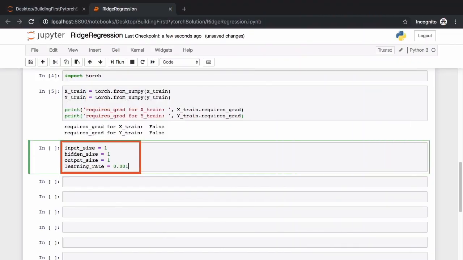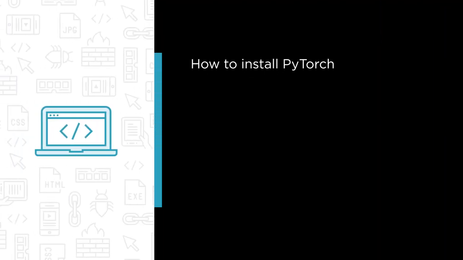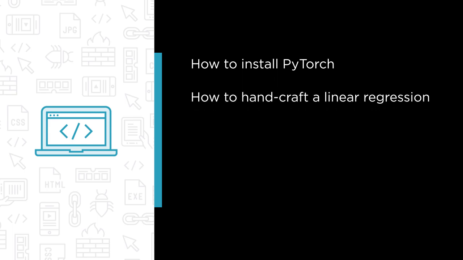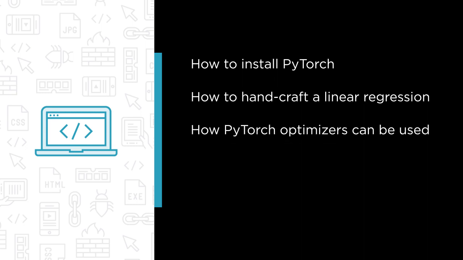In this course, you will gain the ability to get up and running by building your first regression and classification models in PyTorch. First, you will learn how to install PyTorch using pip and conda and leverage GPU support. Next, you will discover how to handcraft a linear regression model using a single neuron by defining the loss function yourself. You will then see how PyTorch optimizers can be used to make this process a lot more seamless.